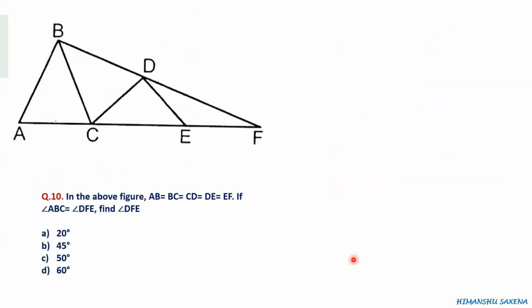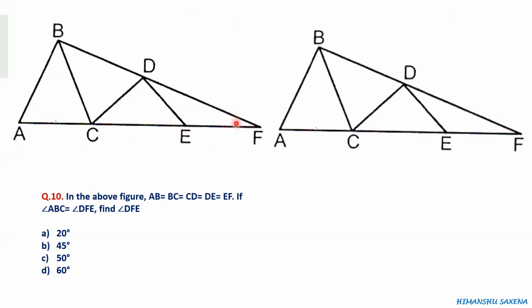Now next question is, here in this figure, AB is equal to BC is equal to CD is equal to DE is equal to EF. So all these sides are equal. If this angle ABC is equal to DFE, then find the value of DFE. What is the value of this angle? So this looks like a big figure. And here it is given that all these sides are equal. So let us assume that the value of this angle is x. Then the value of this angle would also be x. Why? Because these two are equal.